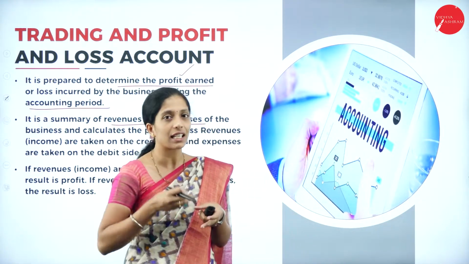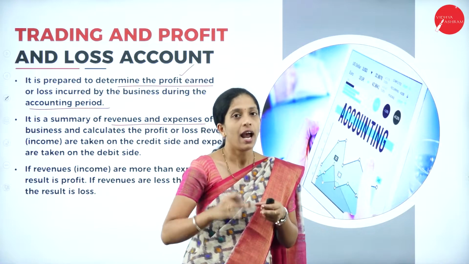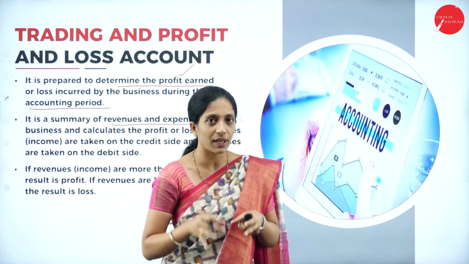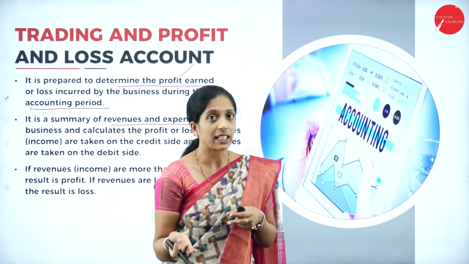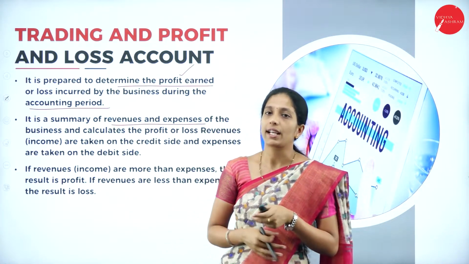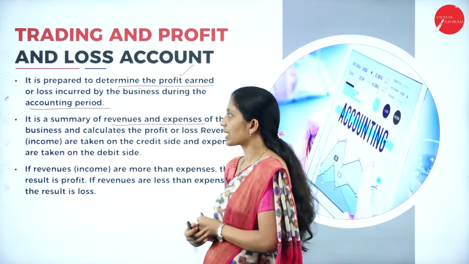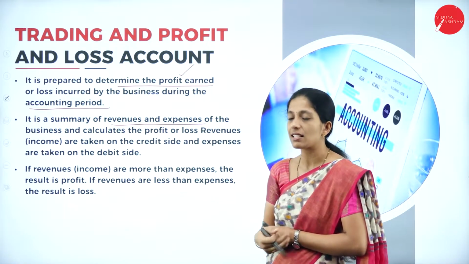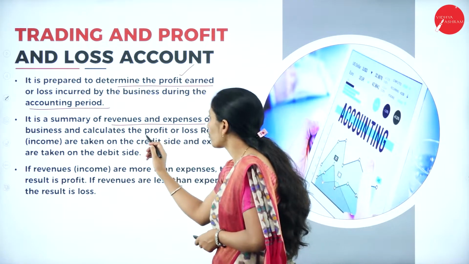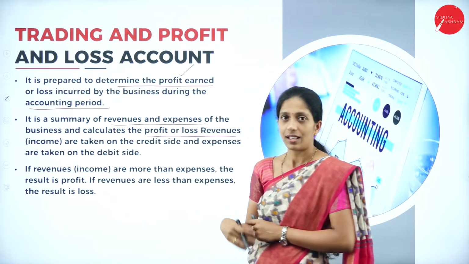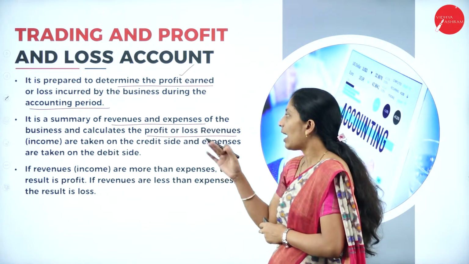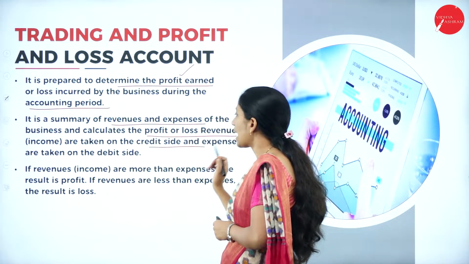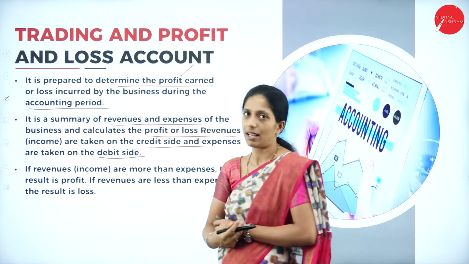So whatever income the business has earned and whatever expenses it has incurred, those will be recorded in the trading profit and loss account. It is a summary of revenue and expenses of the business and calculates the profit or loss. Revenue or income is taken on the credit side and expenses are taken on the debit side.